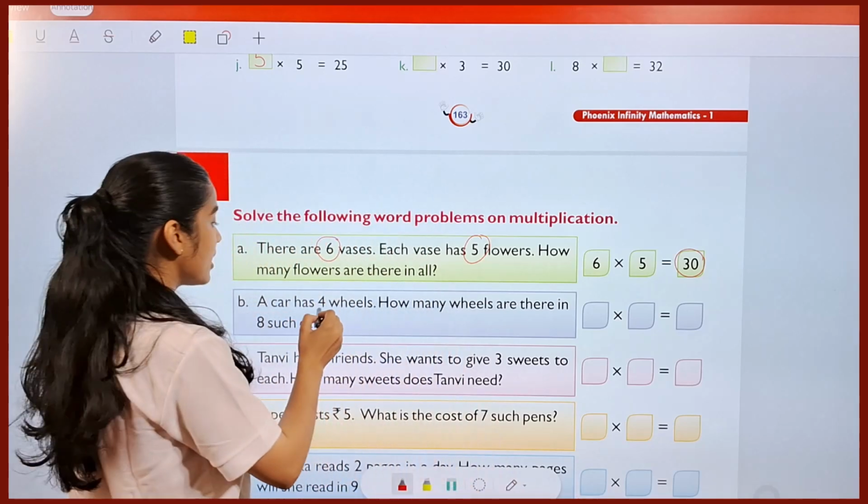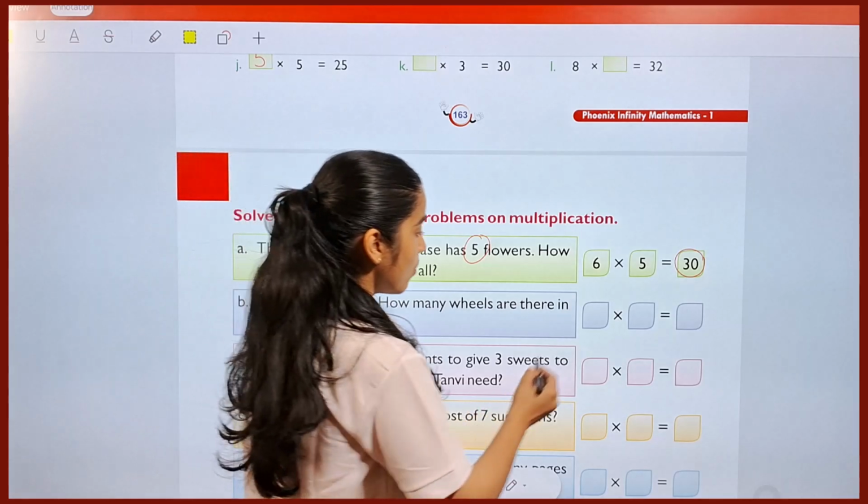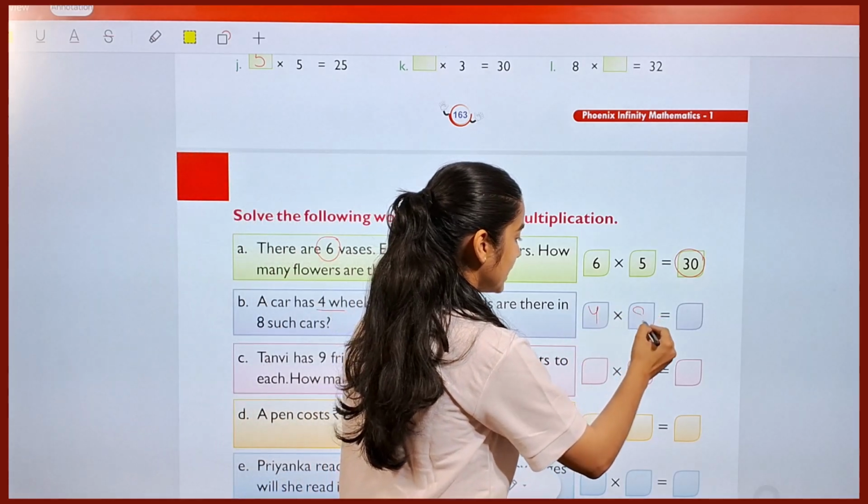Next, a car has 4 wheels. How many wheels are there in 8 such cars? So 4 multiplied by 8.